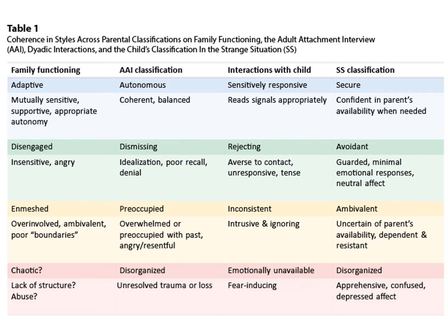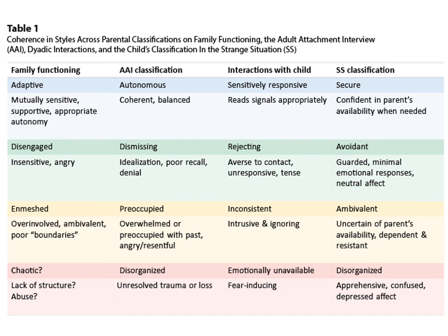This, of course, is much more complex than the chart can capture, but it gives us a global, broad understanding, or a sense of how attachment styles in the family might be related. So when we look at family functioning, if the family is adaptive, so there may be some mutual sensitivity and supportive, and there's appropriate autonomy within the family, then we might see that the child is secure in its interactions in the classroom. The child reads signals from adults and other individuals in their classroom.